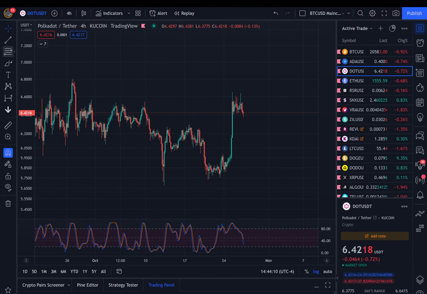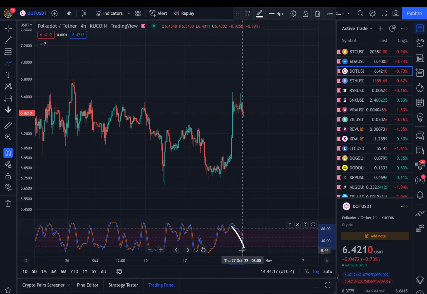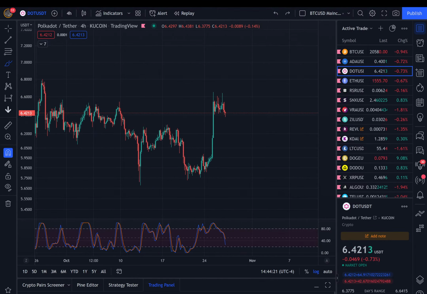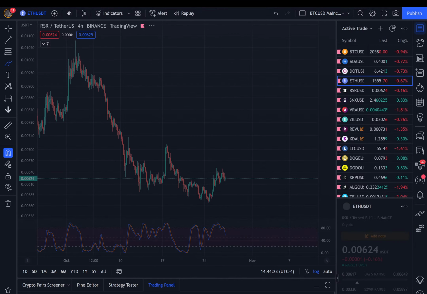So again, kind of like what you see in Cardano, you're resetting your momentum from overbought to oversold just by going sideways. That's very bullish. Okay, that's DOT. Ethereum.